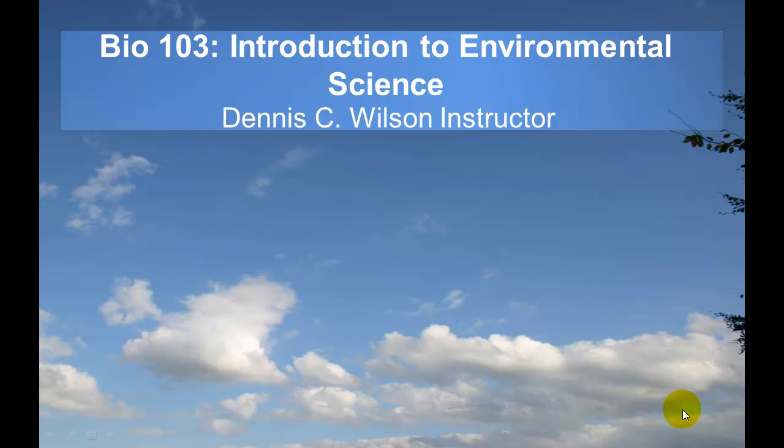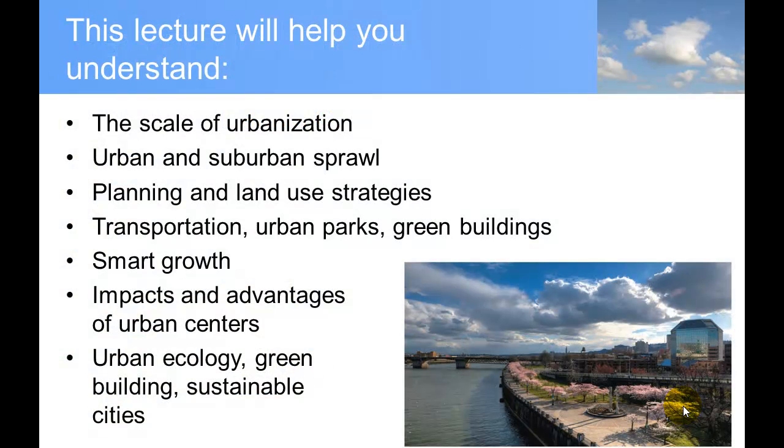All right, this is chapter 18 for Bio 103, and we're going to talk about urbanization and urban sprawl. We'll talk about some planning and land use strategies, some transportation issues, some smart growth, and some impacts and advantages of urban areas.